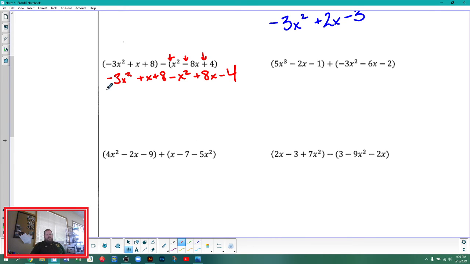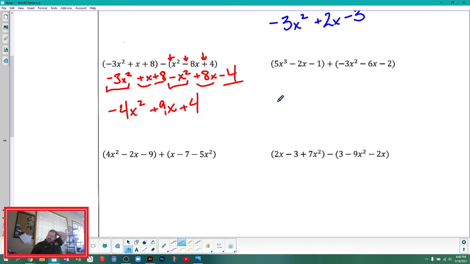All right, but x squared wise, I've got a negative 3 and a negative 1. That's going to be negative 4x squareds. Positive 1 and positive 8x, sounds like 9x. And then positive 8, negative 4, sounds like plus 4 for the constants.